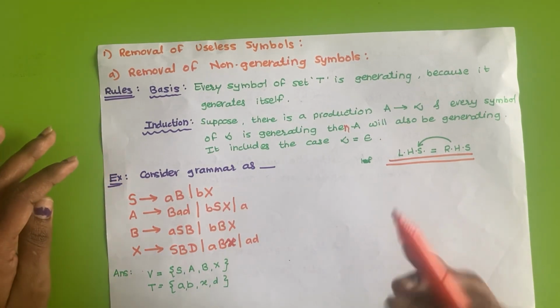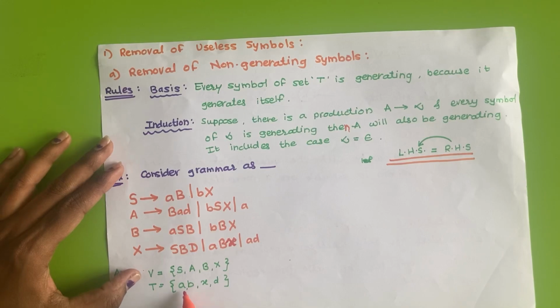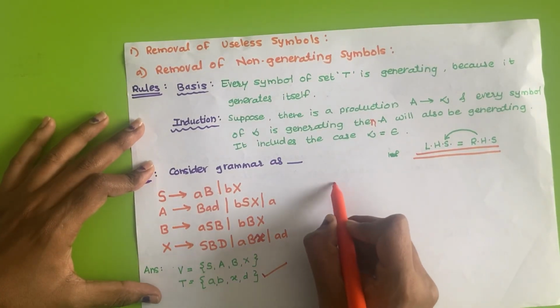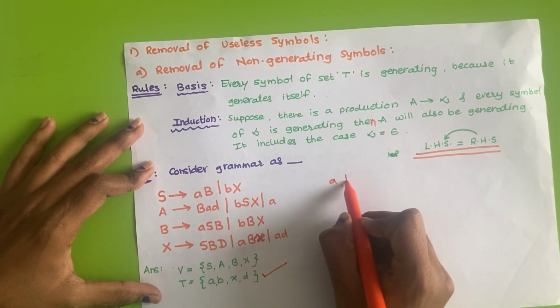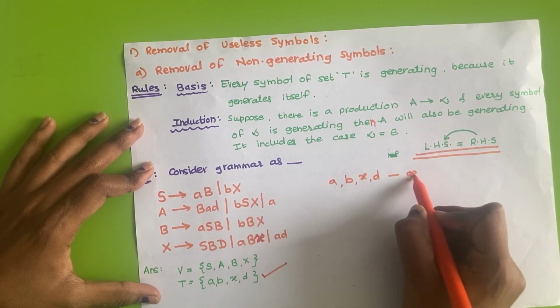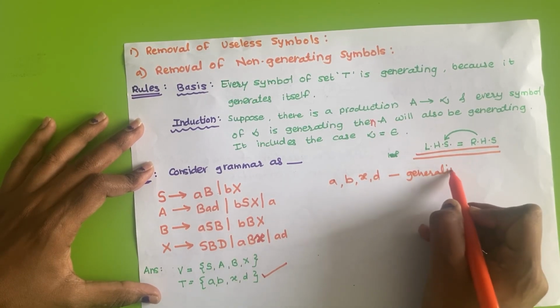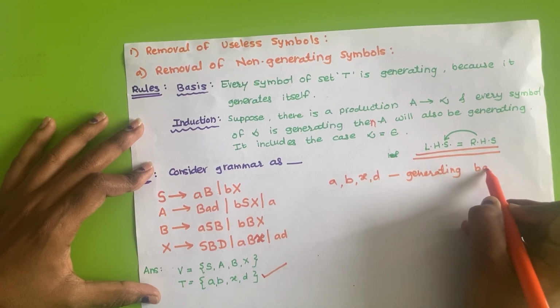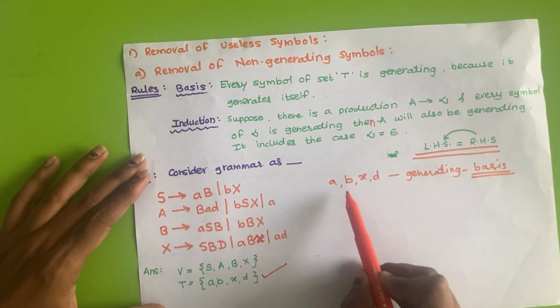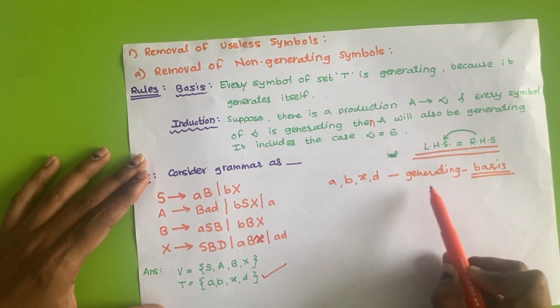Now we will see, according to the basis, that all the symbols of set T are generating. Means what? Symbol a, symbol small b, symbol x and D are generating symbols according to the basis. So these 4 symbols are now generating symbols.